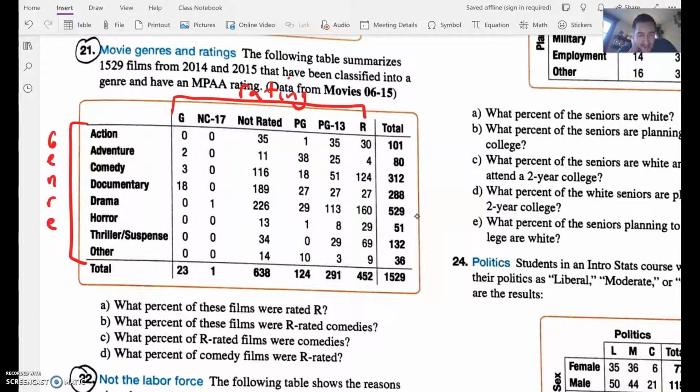What percent of these films were rated R? That is a marginal distribution question, because we are using this total here for these films. What percent of them were rated R? Well, there are all the rated R films. So I am going to do 452 divided by 1,529 and get 0.296. That is going to end up rounding to 0.3, which is 30%.